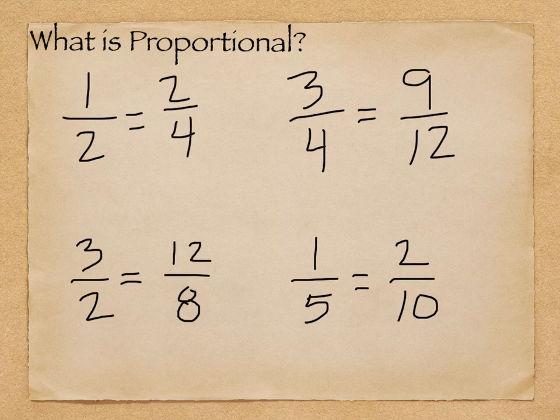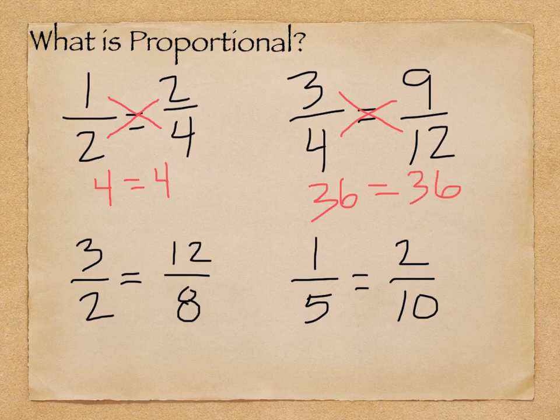So here's the interesting relationship with all proportions. If you examine the cross products of the numbers within the proportion, 1 times 4 is 4. 2 times 2 is also 4. The cross products are the same. 3 times 12 is 36. And so is 4 times 9. 3 times 8 is 24. And so is 2 times 12.